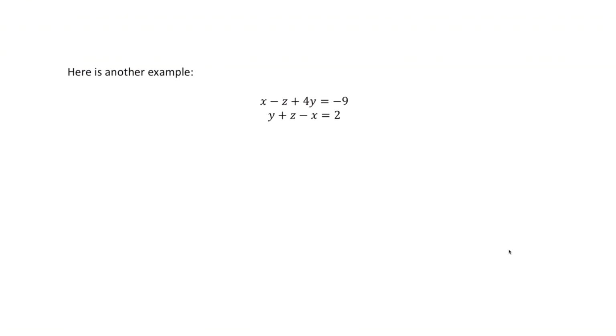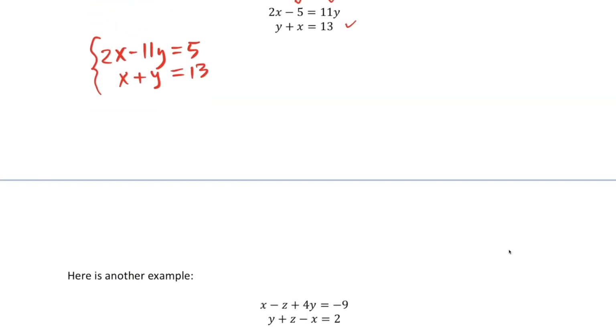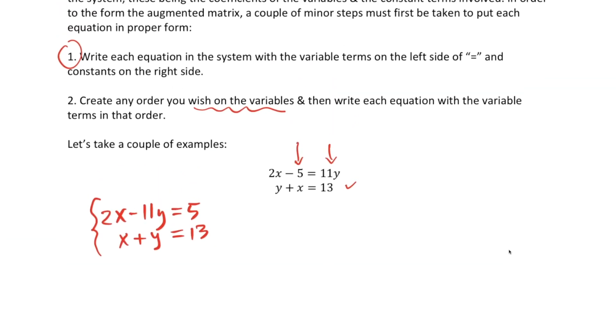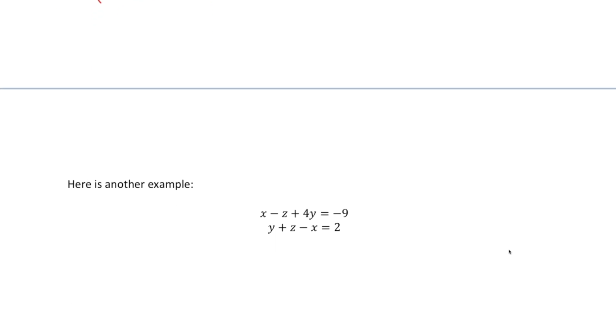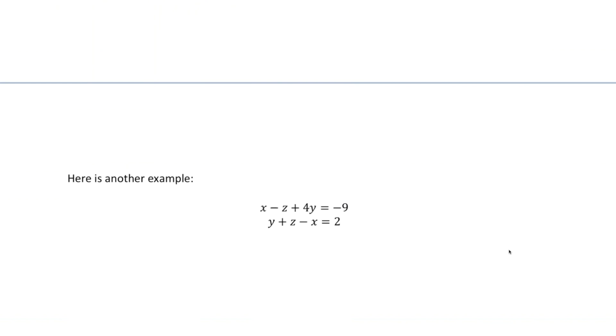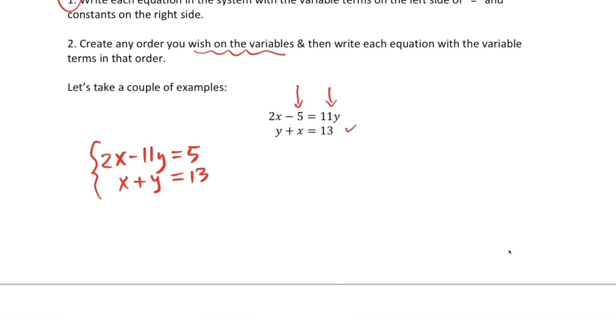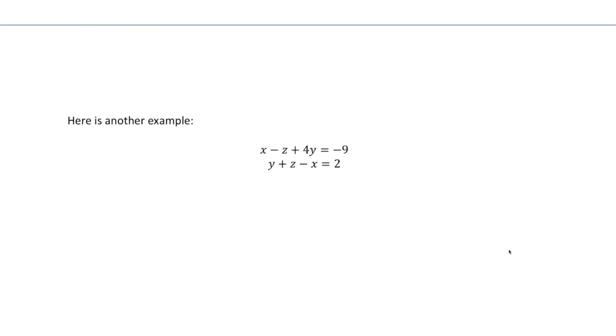Okay. Well, as far as the proper form goes, you guys notice condition 1 here. Write each equation in the system with the variable terms on the left-hand side of the equal sign and constants on the right-hand side. That is actually satisfied here, but we've just got a jumbled order in the variables here so that number 2 isn't satisfied here. Now what I'm going to do is have the natural alphabetical order for my variables x, y, and z here. So what I'm going to do is rewrite each equation in the order x, y, z.